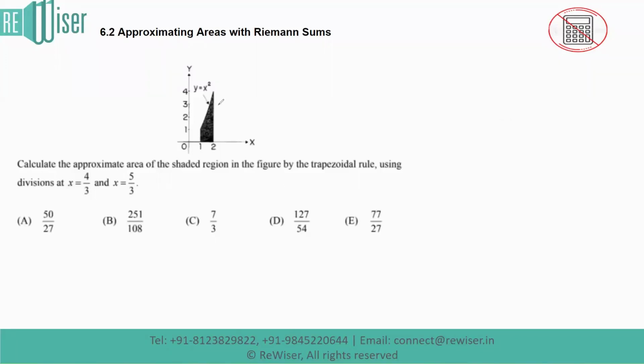In this question, we are talking about the graph that is given. Calculate the approximate area of the shaded region in the figure by the trapezoidal rule, using the division at x equals 4 by 3 and also at x equals 5 by 3. This is a question under topic 6.2, approximating areas with Riemann sums.